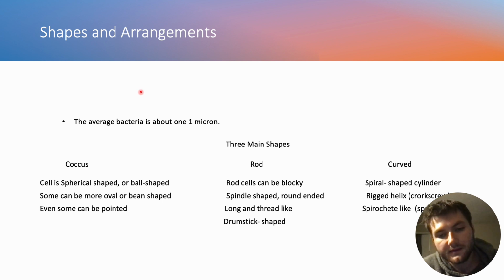And the next main shape I'll talk about is the rods. The rod bacterial cells can be blocky, spindle shaped, round ended, long and thread like, or drumstick shaped. And lastly, the last bacterial cell shape I'll talk about is the curved shape. That's more of a spindle shaped cylinder, rigid helix, or corkscrew shape.